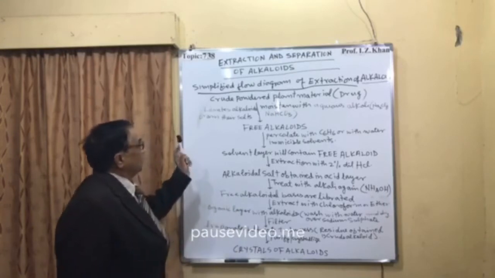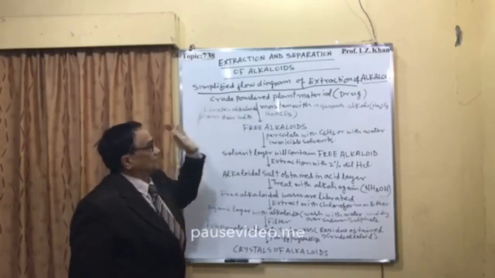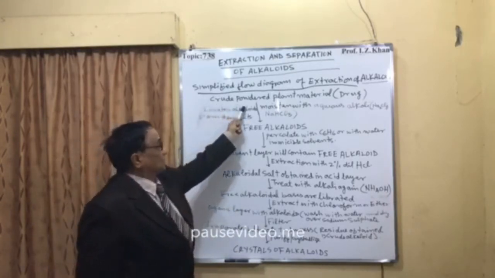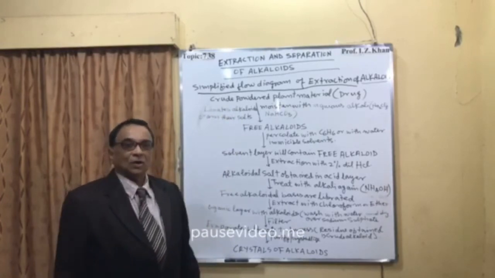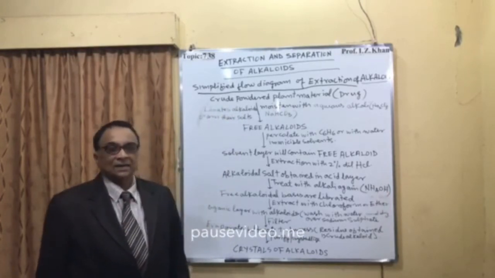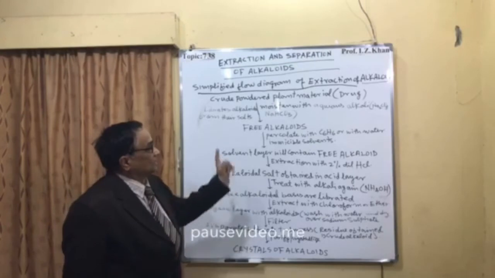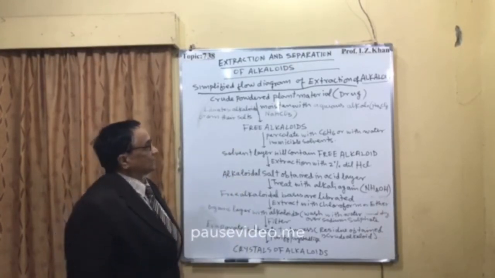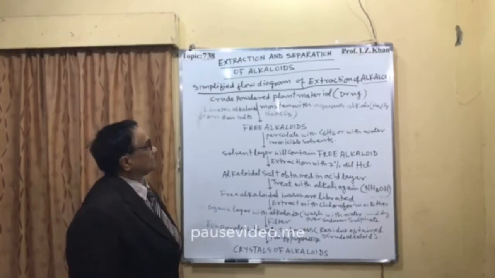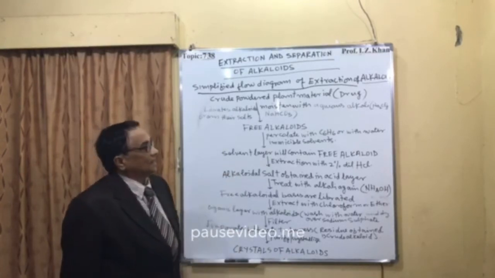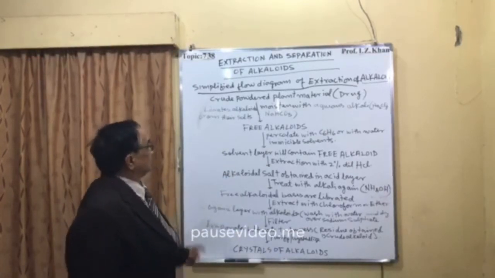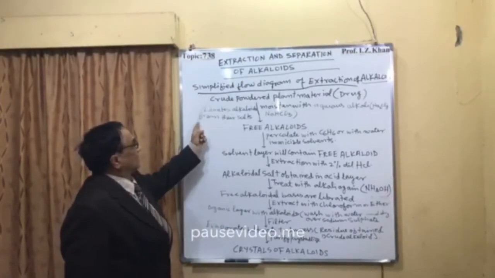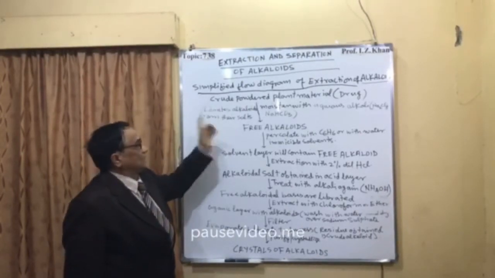So here, first, crude powder plant material. I have already told you that you have to dry it in shade and then make the powder, and that material is called drug. This one is moistened with aqueous alkali, that is either Na2CO3 or NaHCO3, and that liberates alkaloids from their salts.